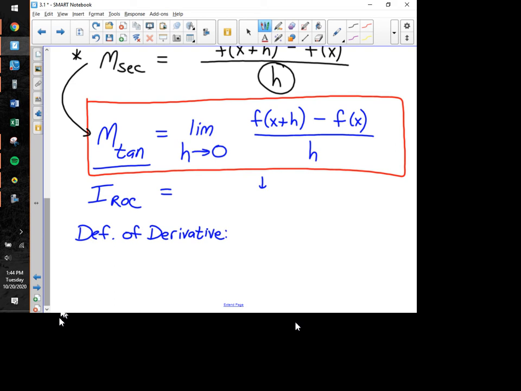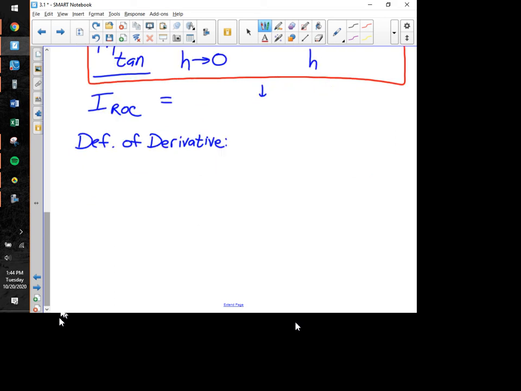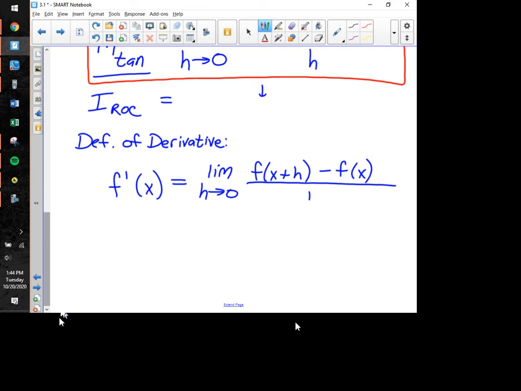is the following. And the notation we would be using here, given the way I've got this set up, and I think you guys saw this last year, would be f prime of x is equal to the limit as h approaches 0 of f of x plus h minus f of x all over h.